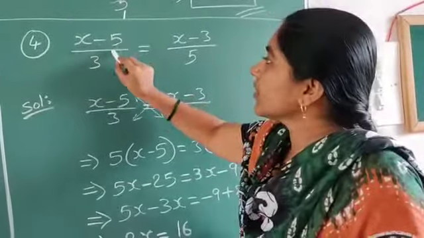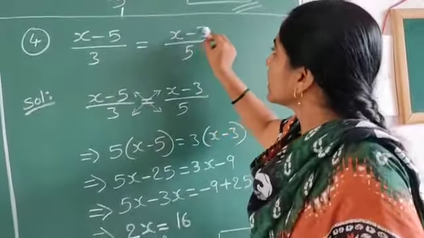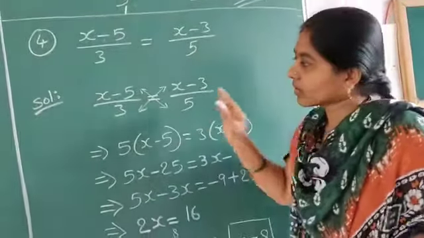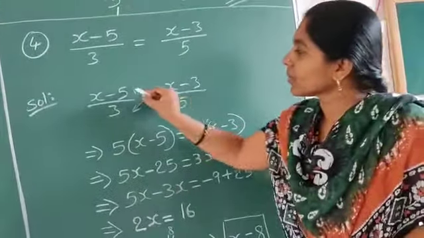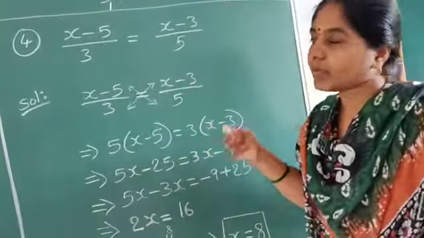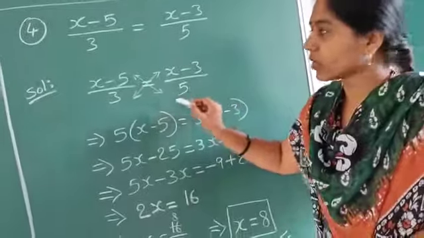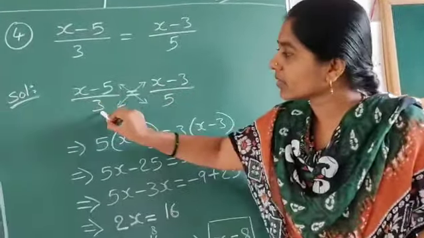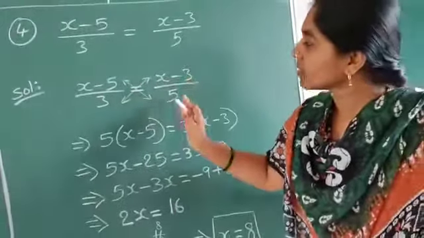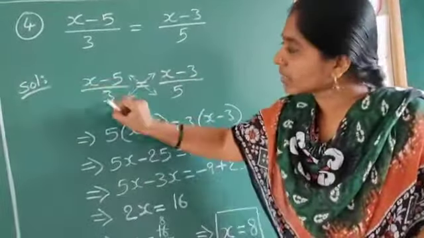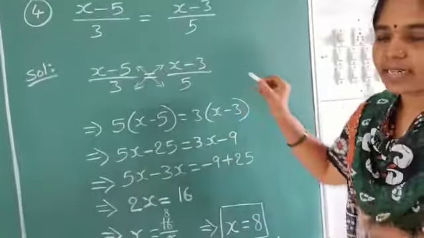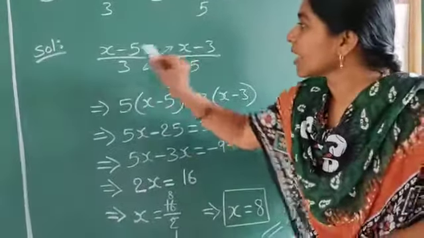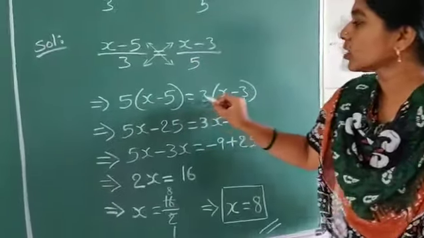x minus 5 divided by 3 is equal to x minus 3 divided by 5, the given. Rewrite the question. Here I am going to cross multiply, children. It will be very easy for you to solve. Okay. After cross multiplication, this 5 will go to the numerator, this 3 will go to the numerator. Means this 5 will go to the LHS part and 3 will go to the right hand side, RHS part. Then 5 into x minus 5 is equal to 3 into x minus 3.